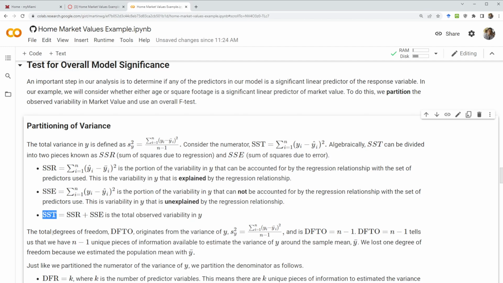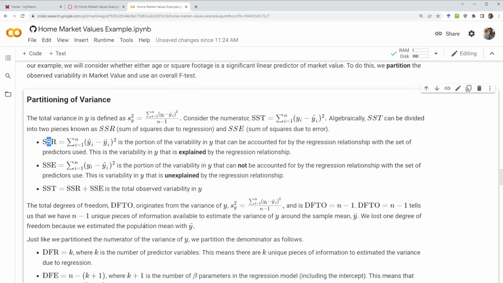Now, this value is not going to change by predictors. It just depends on the values of the y variable. But out of that, you can take some explained and some unexplained, SSR and SSE. Each one of those has some degrees of freedom. The degrees of freedom for the unexplained, the error degrees of freedom, is n minus (k plus 1), where k plus 1 is the number of beta parameters. For SSR, the explained variation, the degrees of freedom is just the number of predictors. And if you sum the two, that gives you the total degrees of freedom.